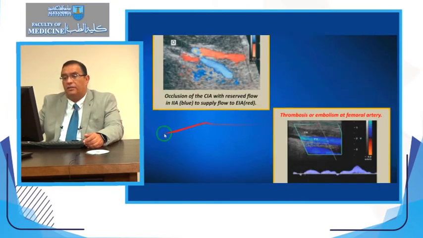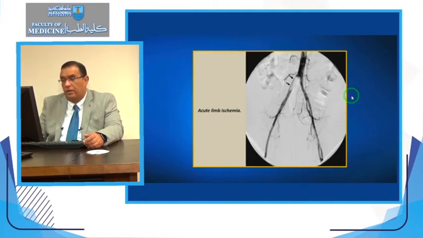A case of duplex ultrasound showing occlusion of the common iliac artery with reversed flow. Here, thrombosis embolism at the femoral artery. This is a CT angio showing acute limb ischemia. Usually with acute limb ischemia, there is sudden occlusion by the thrombus. Here you can see the shadow of the embolus or the thrombus, and usually it is a sharp cut on the CT angio, not tapered like chronic ischemia.